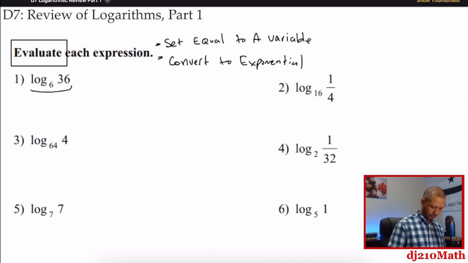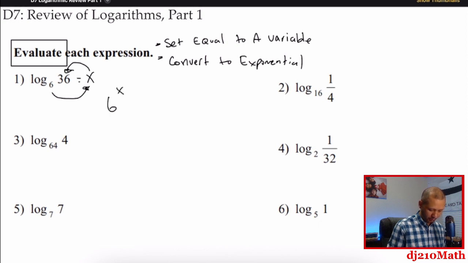All right, so this is equal to x. The way we convert: the base raised to this equals this. So 6 raised to something equals 36. Sometimes these are going to be pretty obvious. I say obvious, like 6 to what power equals 36? Well, we know that 6 squared is 36. But let's say that wasn't obvious.